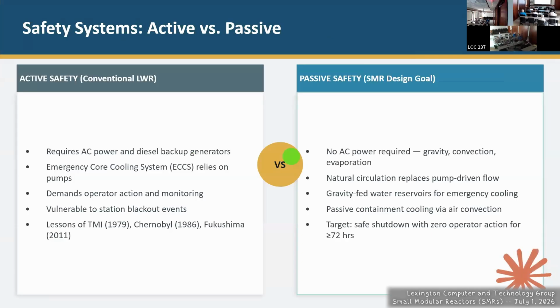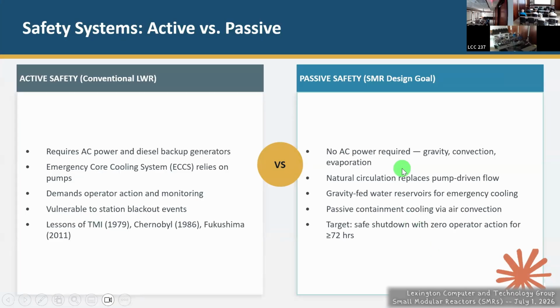Now, safety systems, active versus passive. Here we get the SMR business. The conventional light water reactor requires AC power and diesel backup generators. The emergency cooling system relies on pumps. It demands operator action and monitoring 24 hours a day, 7 days a week. Vulnerable to station blackouts. And we have lessons from TMI and Chernobyl, not so much from Fukushima.